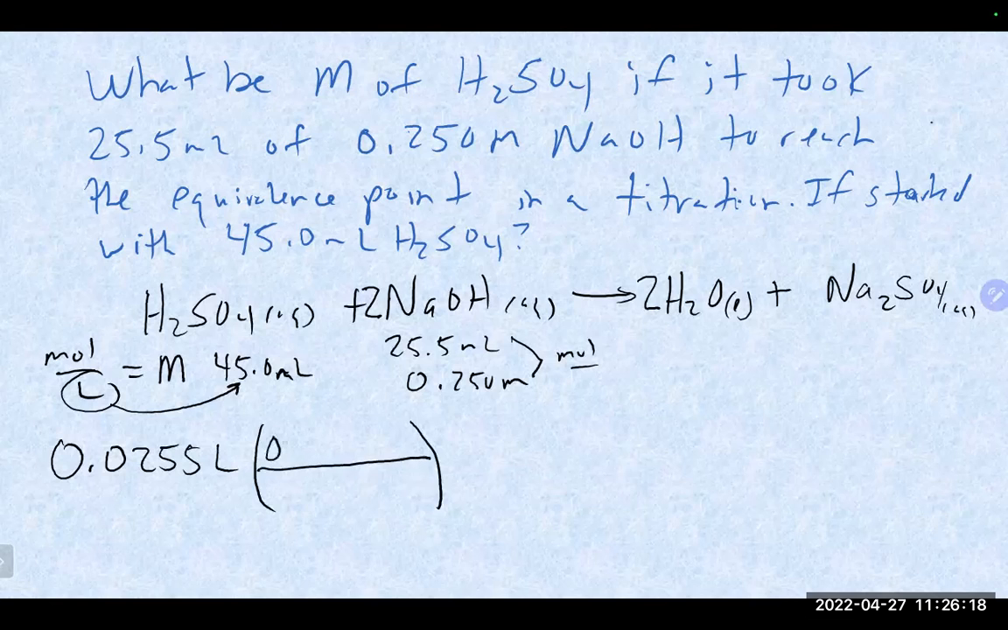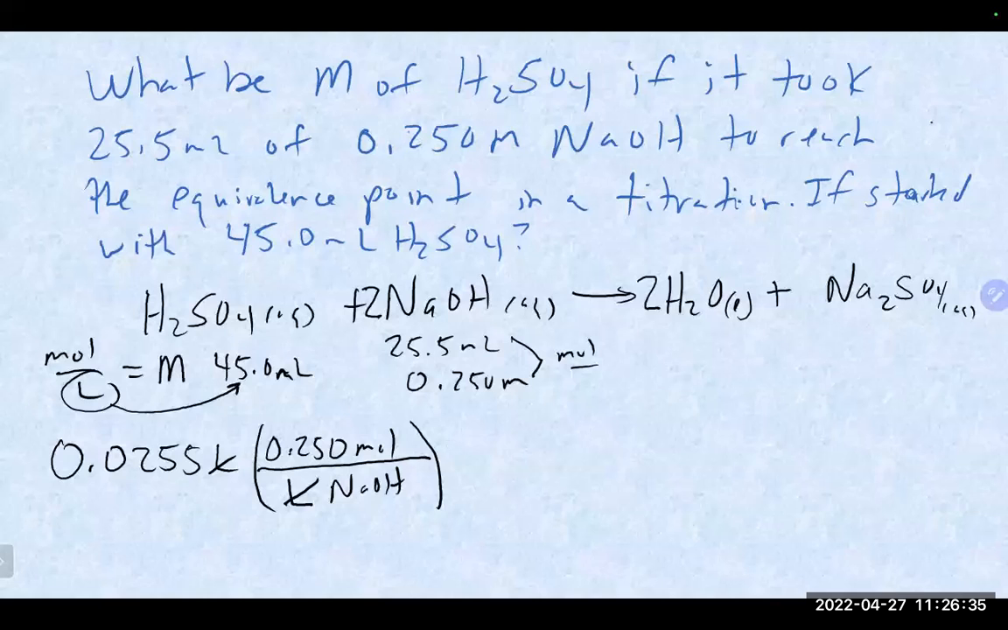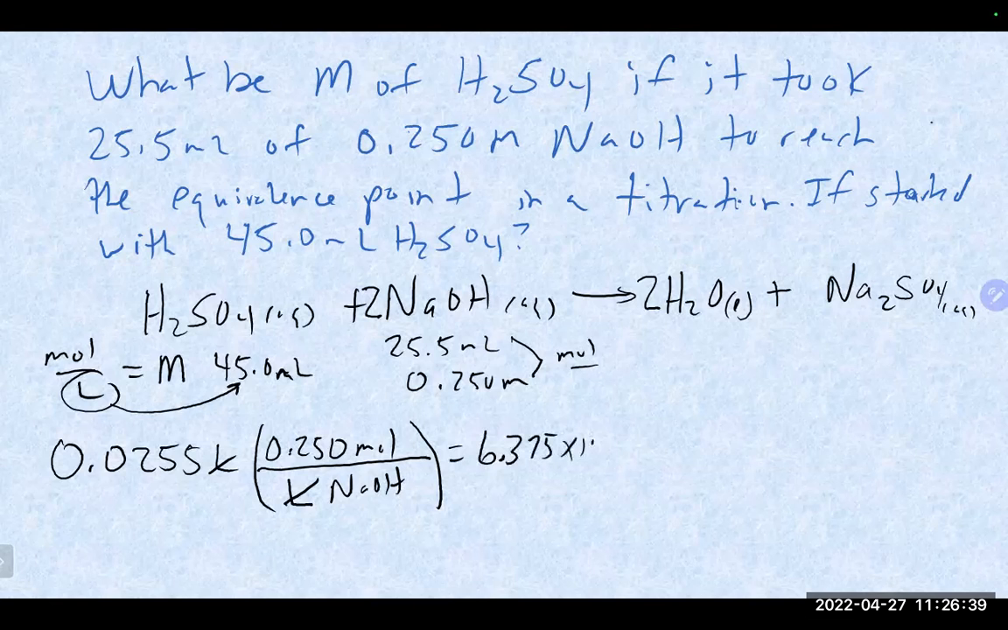Using our molarity by getting rid of the big M and replacing it with moles per liter, we can make sure that all the units properly cancel. And if we do that in this case, we get 0.0255 times 0.25 gets us something like 6.375 times 10 to the -3 moles of sodium hydroxide.